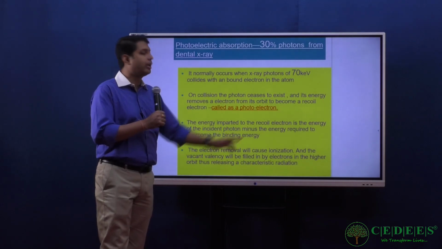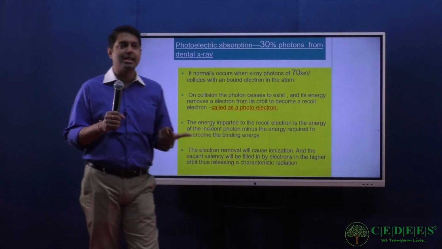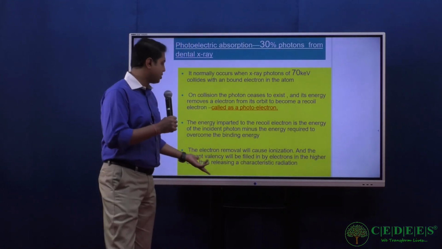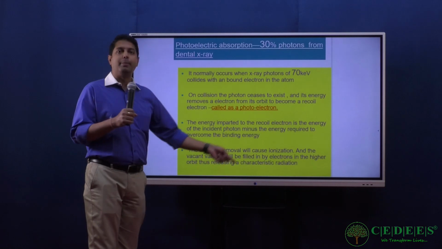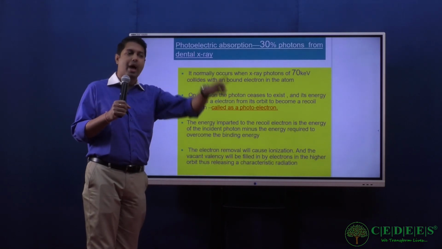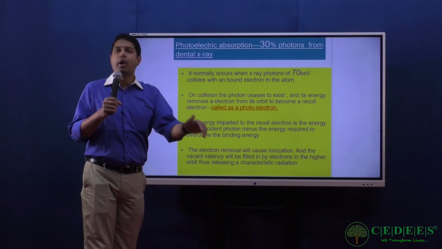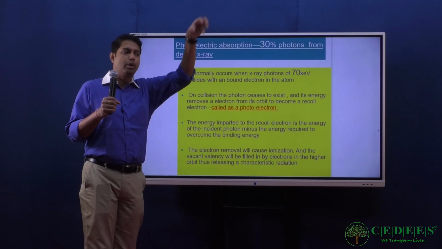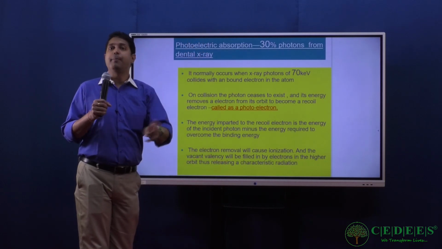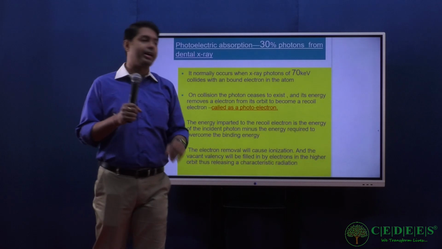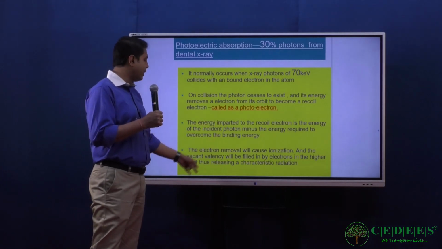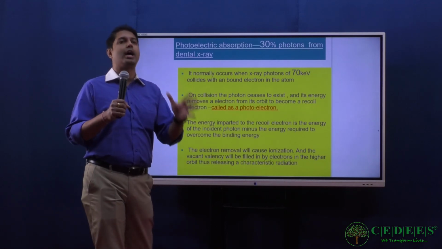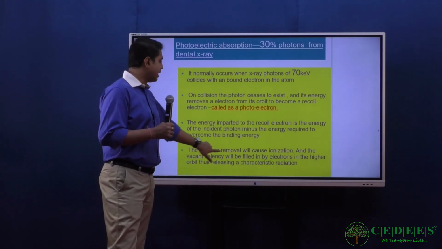So the electron removal causes ionization. What is ionization? The process of converting an atom into an ion is called ionization. And the vacant valency will be filled. Now when this is knocked out, there is a void created. So this void will be filled by what? An electron from the higher orbital or higher energy level which pops down. Same procedure which we had seen in characteristic radiation, thus releasing a characteristic radiation. So your photoelectric absorption also has properties of your characteristic radiation.